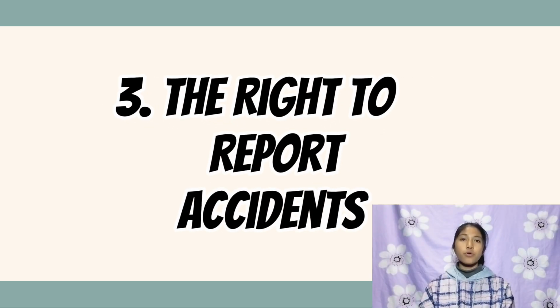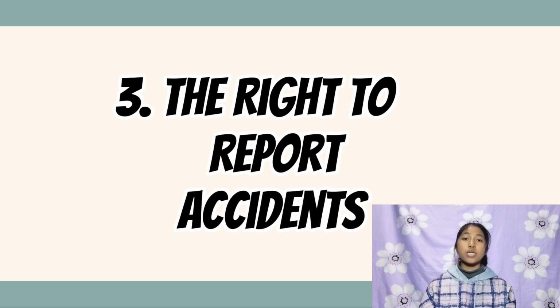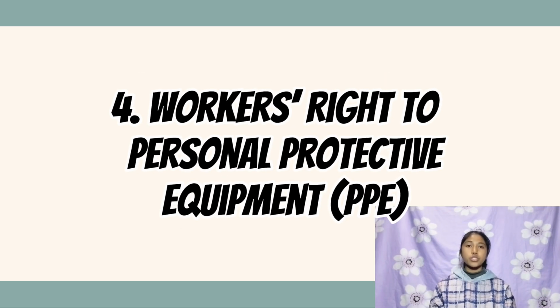Third is the right to report accidents. Workers and their representatives shall have the right to report accidents, dangerous occurrences, and hazards to the employer, to the Department of Labor and Employment, and to other concerned government agencies exercising jurisdiction as the competent authority in the specific industry or economic activity. Last one is workers' right to personal protective equipment or PPE.